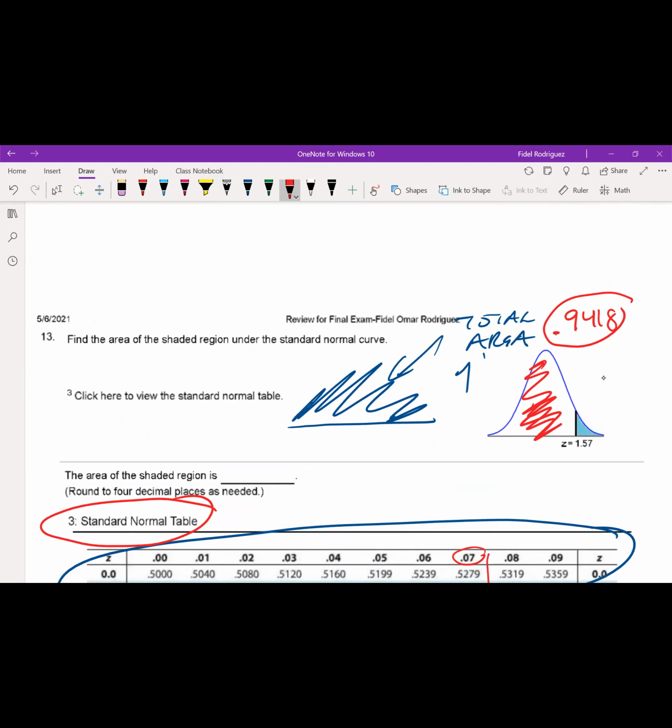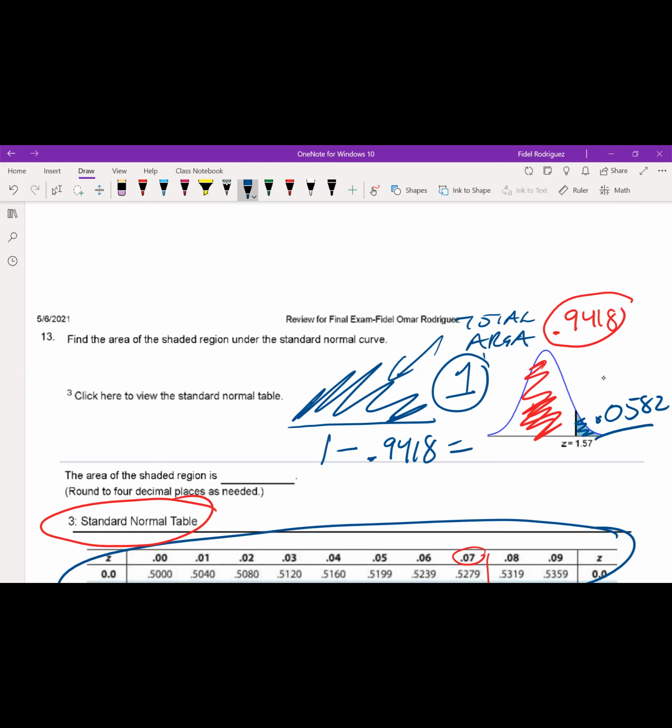Now remember what we're looking for. We're actually looking for the area over here, but we know that the total area is equal to 1. So we can just say, what's 1 minus 0.9418? I'm just going to do this on my calculator real quick, using my plain Jane calculator here on my phone. 1 minus 0.9418 gives me 0.0582, right? So this is how I could do it using my table.